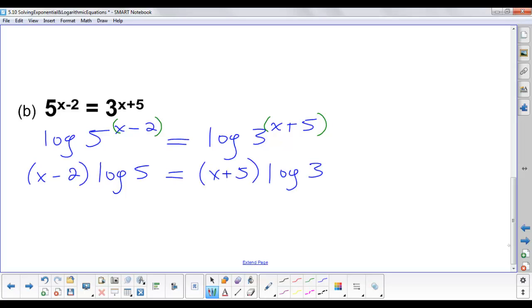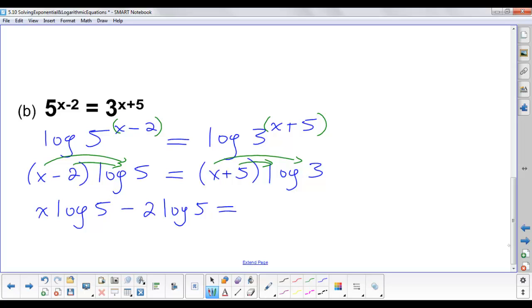From here, what we're going to do is expand. So picture x log 5 minus 2 log 5. That would have to equal x log 3 plus 5 log 3. Now at this point, the goal is again to solve for x. What I would want to do from here is collect all of the terms involving x on one side and all of the constant terms on the other.